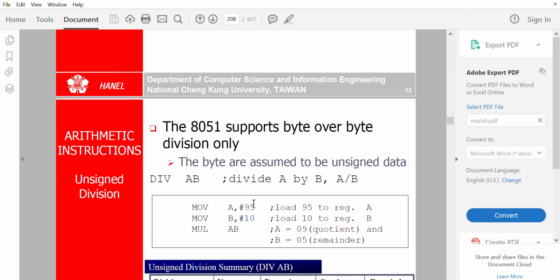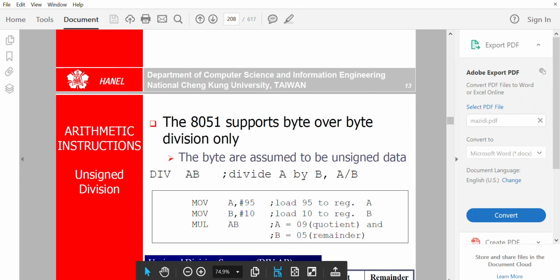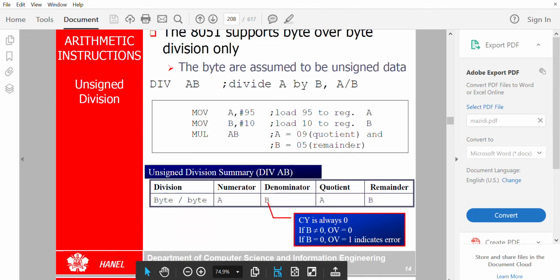So here what happens is 95 divided by 10. So what is the answer? You have 9 as the quotient and 5 as the remainder, and the remainder will be in B and the quotient will be in A.